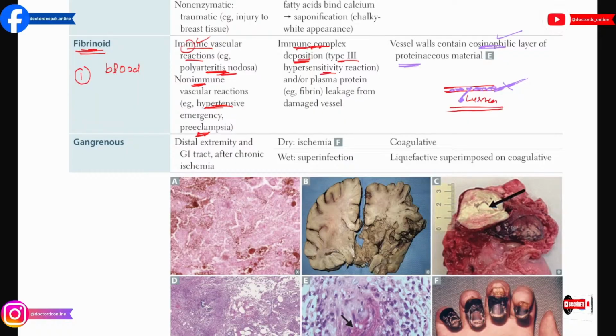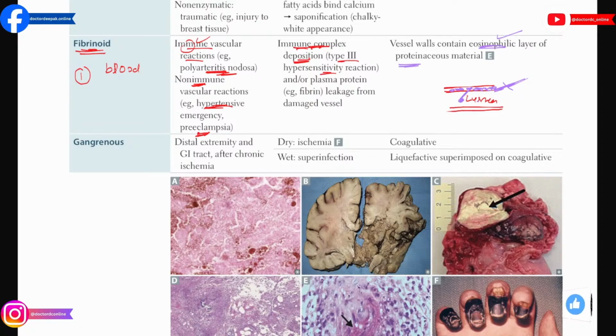So that is about fibrinoid necrosis. The important points are, first of all, fibrinoid necrosis is basically a necrotic damage of the blood vessel wall. When the blood vessel wall becomes damaged, there is leakage of protein including fibrin into the vessel wall. And when this protein gets deposited in the vessel wall, it looks eosinophilic, pink, you can say red, under the histological pattern.